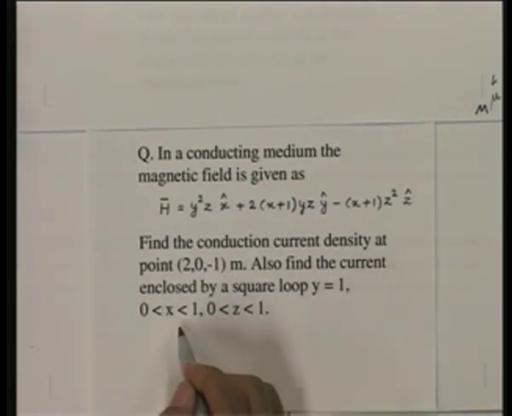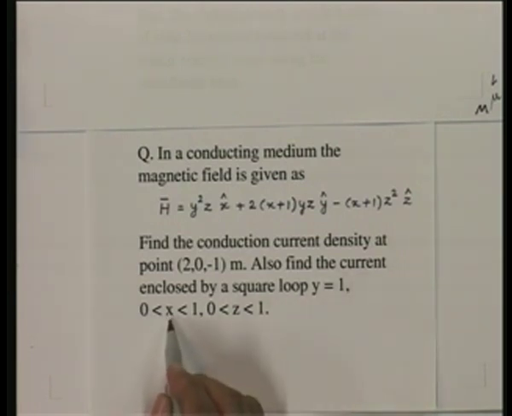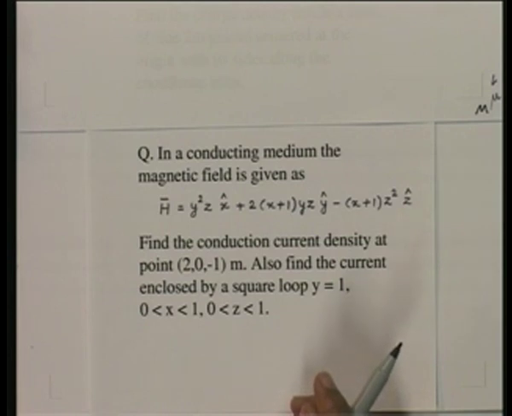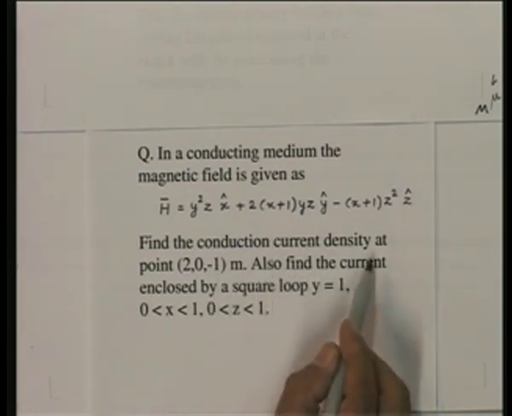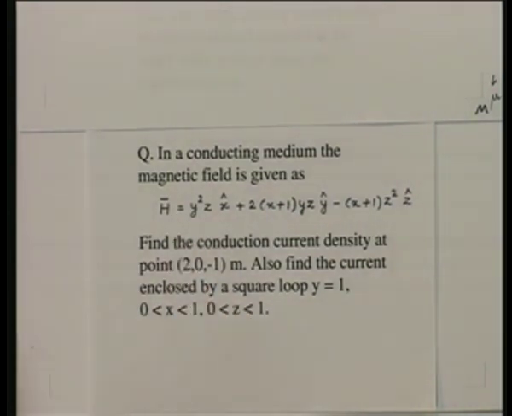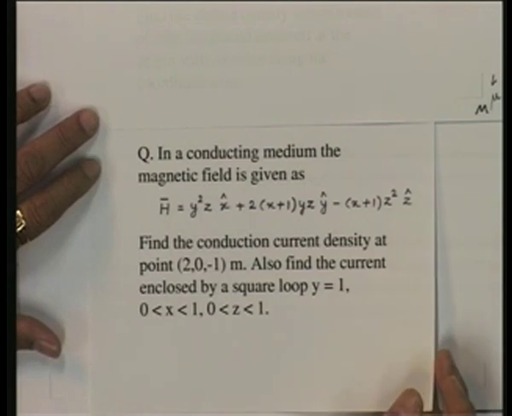Also find the current enclosed by a square loop which is defined by y equal to 1, x between 0 and 1, and z between 0 and 1. So, essentially this loop is lying in the xz plane at a height of y equal to 1. We have to find out the conduction current density at a point because of this magnetic field which is given in the space. So, essentially we want to use the Ampere's law in the differential form to find out the conduction current density.